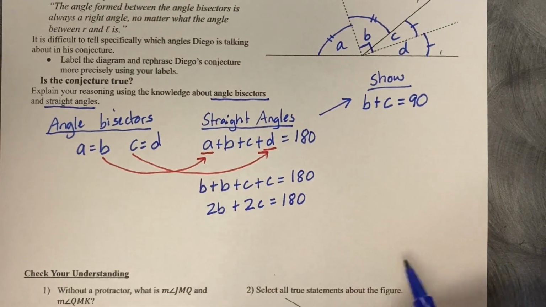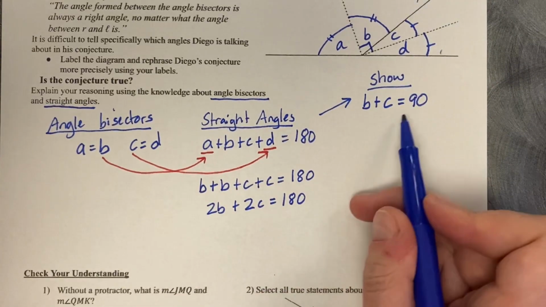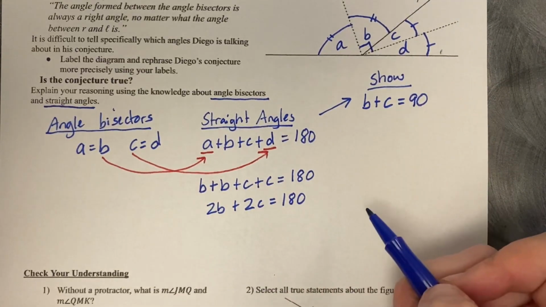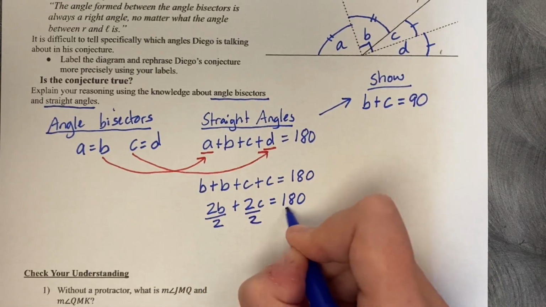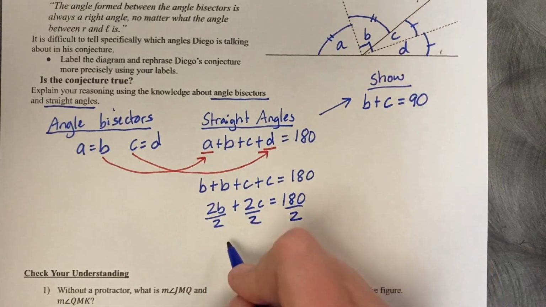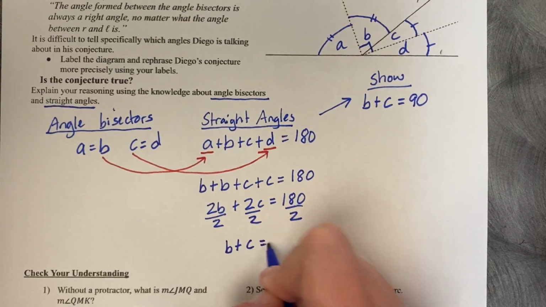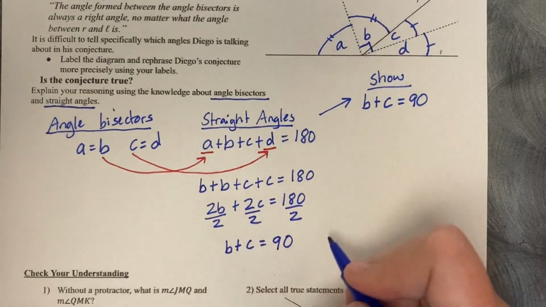Oh, we're getting closer. But what do you recognize about each term to get to 90? Oh, we can divide each piece by 2. And now finally, B plus C equals 90. Check.